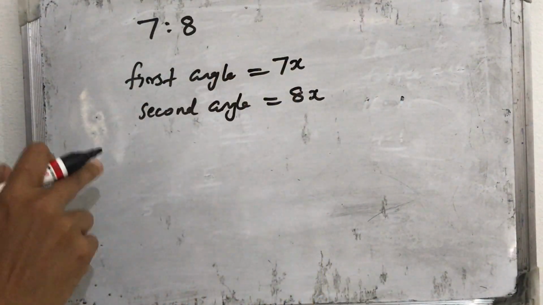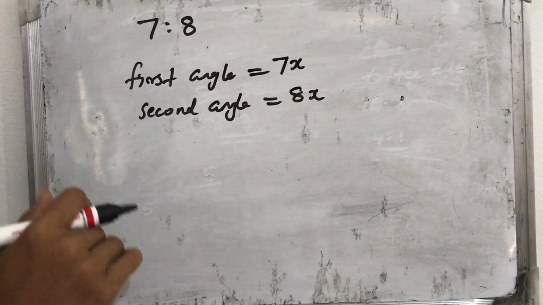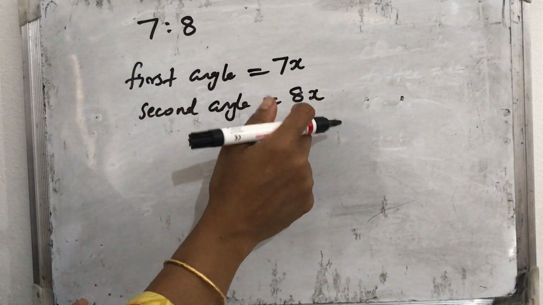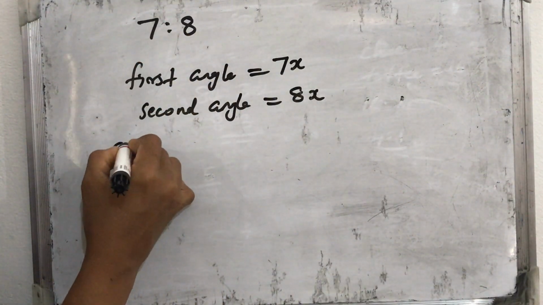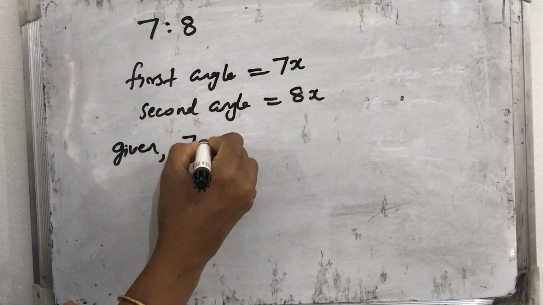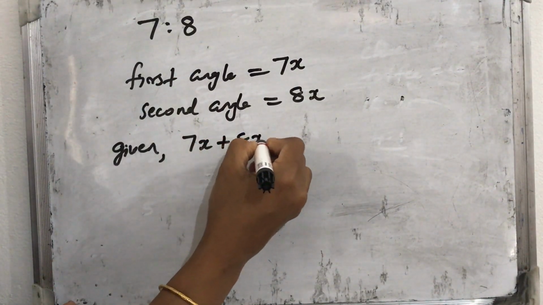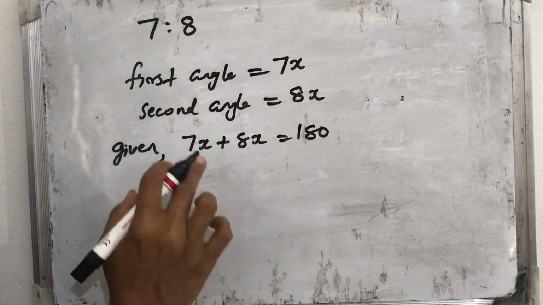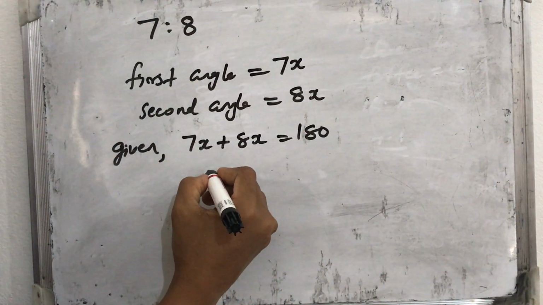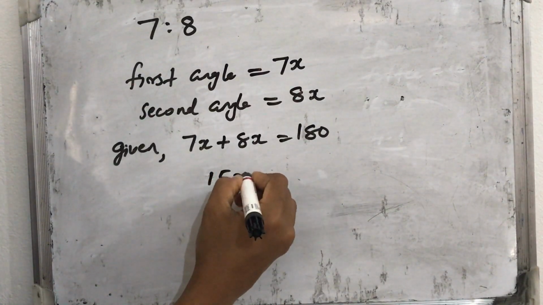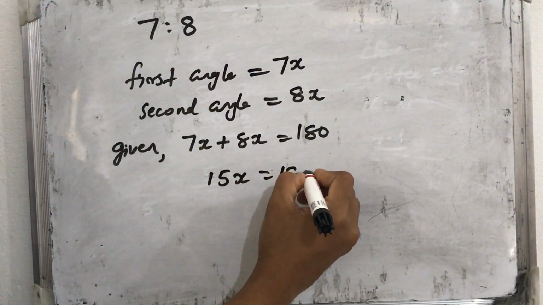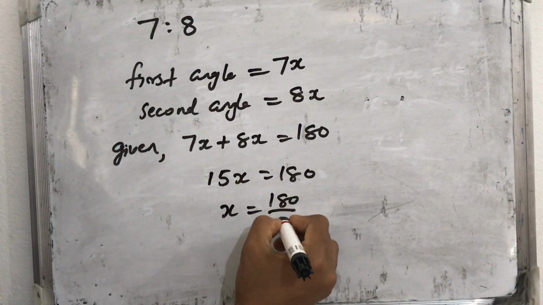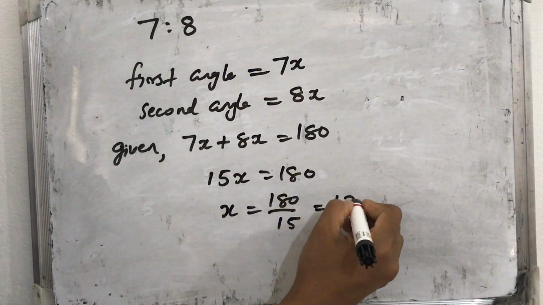Okay. Now, what is given in the question? That two angles are supplementary. That means the sum of these two angles is 180 degrees. So it is given 7x plus 8x equals 180 degrees. So 7x plus 8x is 15x equals 180. So x is equal to 180 divided by 15, that's equal to 12.